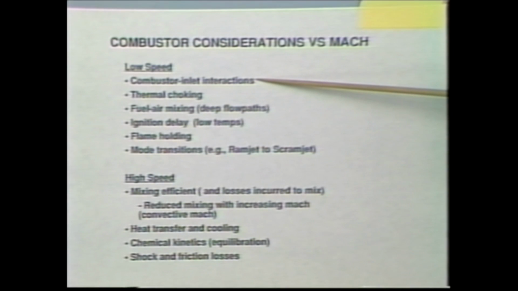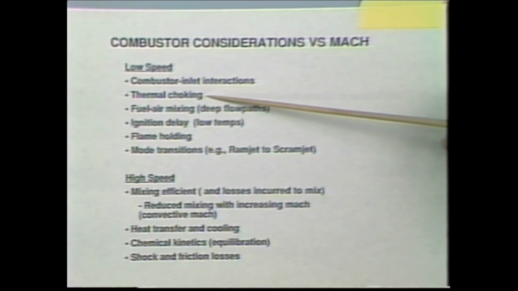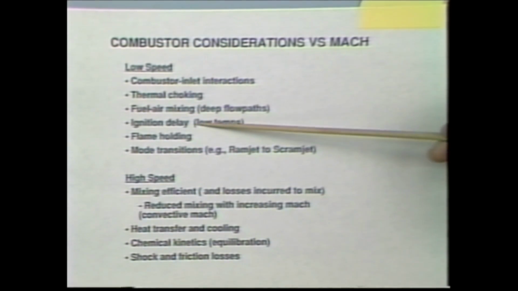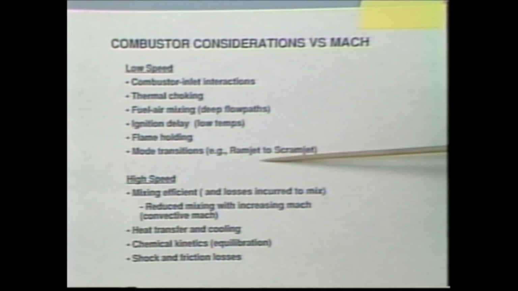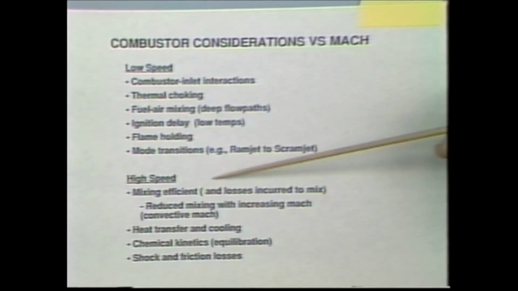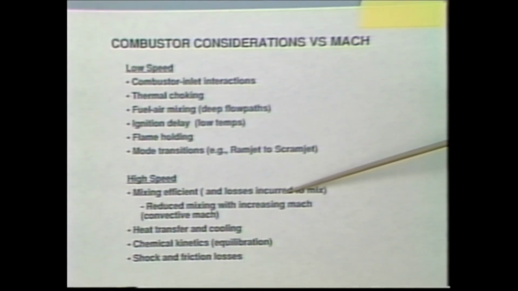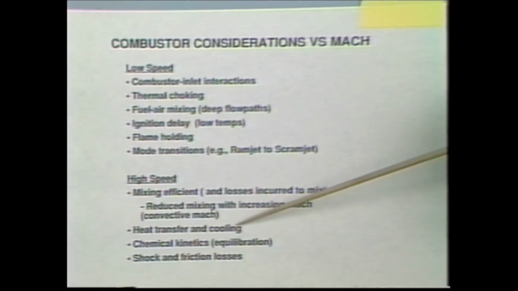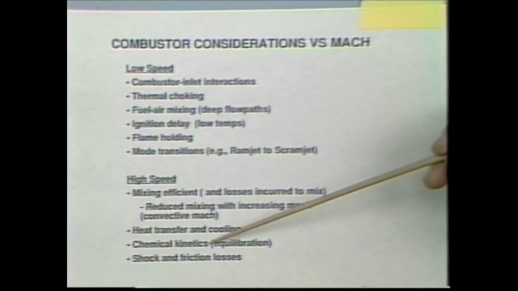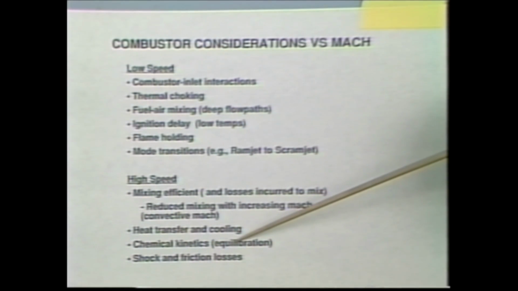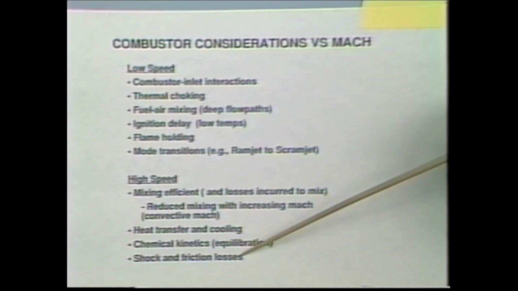Moving on to the combustor component. Combustor inlet interactions are important. Thermal choking we've talked about, fuel air mixing at low speeds, ignition delay, flame holding, transitioning from one mode to another. At high speeds, mixing efficiency and the losses incurred to mix fuel and air. Heat transfer is an issue. Chemical kinetics: here it's not an issue of igniting the flow, but driving it toward equilibrium. If you burn it but don't bring it towards equilibrium, you'll lose a lot of thrust. And then shock and friction losses inside the combustor.